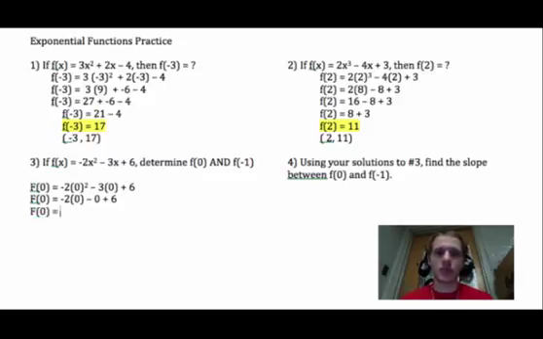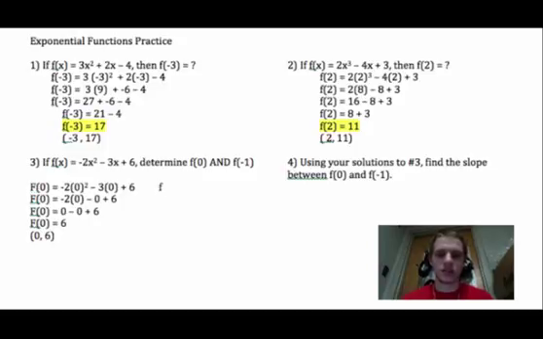Alright, -2 times 0 gives you 0. Minus 0 plus 6. So 0 minus 0 is just 0. Plus 6, you get your solution of 6. Again, if you want to write that solution as a coordinate pair, your input was 0, your output was 6. That's your x, y coordinate.